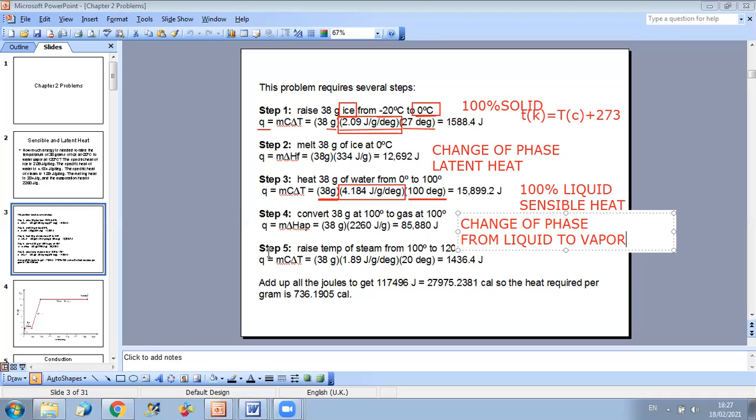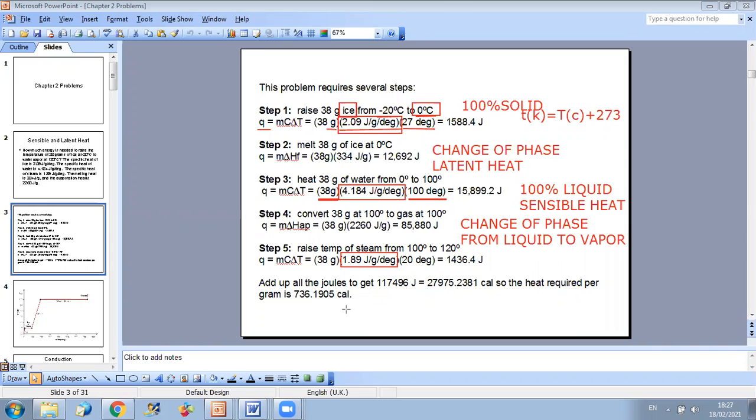Finally, once we have 100% vapor, the change of phase is done. We can go to the final step, which will raise the temperature of steam from 100 degrees to 120 degrees. So also here, since we have one phase, it's a sensible heat, and it's calculated by m times c times delta T. But now, of course, the specific heat is the one for steam, which is also given. So we multiply 38, which is the mass here in grams, by 1.89 joule per gram per degree, by delta T, which is 120 degrees minus 100 degrees. We get the amount of heat needed to raise the temperature of steam from 100 to 120 degrees.